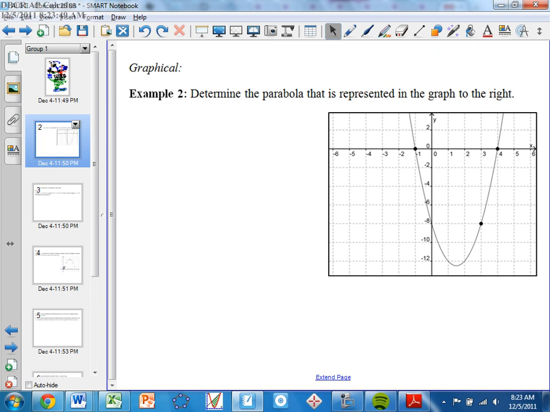This is a graphical example, still using intercept form. Oh, I shouldn't have said that, but you can see that by looking at your roots, they're given on the actual function. Okay, so you're given a graph here, and you need to determine the equation of that graph. Again, you're given a graph, and you need to determine the equation of that graph.